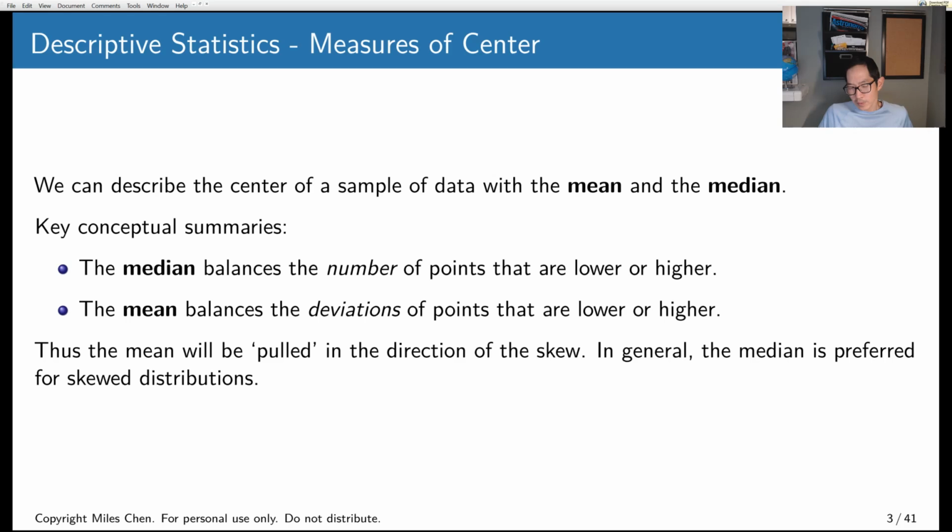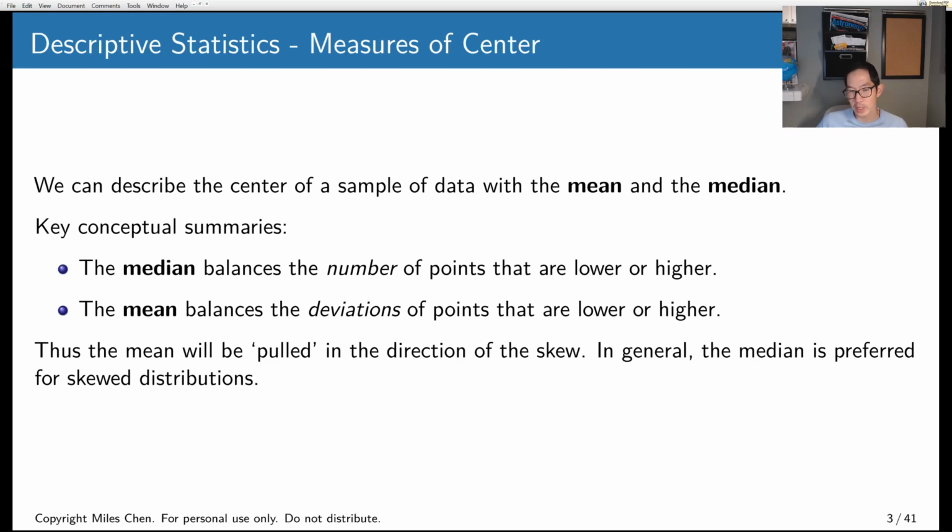First, I just want to start off with what the mean and the median are. Obviously, you guys know what these things are, but I want to make sure we understand conceptually what they do. These are both measures of center, okay? The key idea here is the median balances the number of points that are lower or higher. So you're going to have the same number of points below the median as you have above the median. Whereas the mean balances the deviations of the points that are lower or higher. When you measure all of the distances from the mean that are below and the distances from the mean that are above, they all balance each other out, okay?